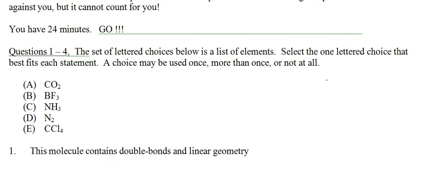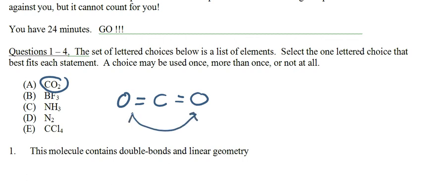Number 1 says this molecule contains double bonds and a linear geometry. Hopefully, by doing these quizzes here, you figured out that carbon dioxide is our only choice here. In other words, it makes a double bond on that carbon, no lone pairs. Therefore, it has a molecular geometry that's linear, and it also has a bond angle of 180 degrees.